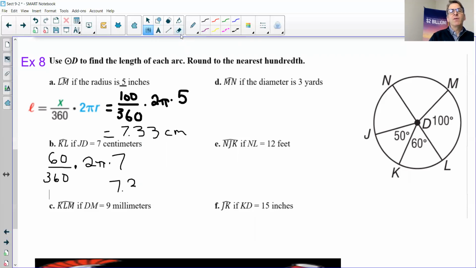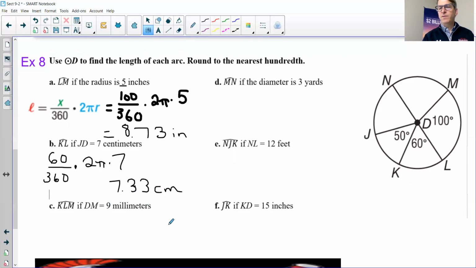Back up. I gave you the wrong one here. Letter A, I'm sure you would have caught that, is 8.73, and that's inches. The calculator work on B would put you at 7.33 centimeters. So the arc length of KL would be 7.33. Okay, so make your adjustments there.